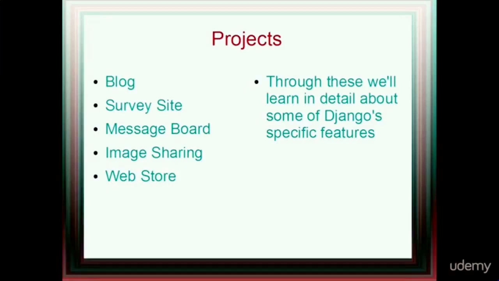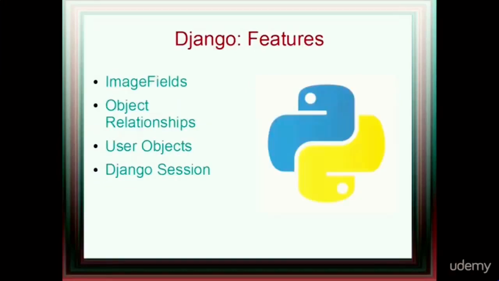Through looking at each of these, we'll take a look at some individual features of Django, and we can see just what a few of those will be. Through looking at all of the 5 projects that we have planned for this course, we're going to look at image fields, a way that we can upload images and store them as part of our Django application. We'll look at more complex object relationships, like how we can have objects related to other objects, many-to-many fields, one-to-many fields, and how to set these up in Django and access the individual objects we'll be creating.